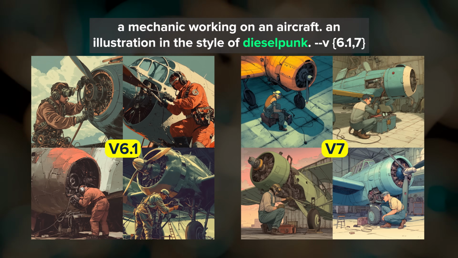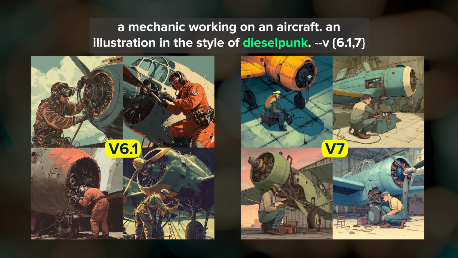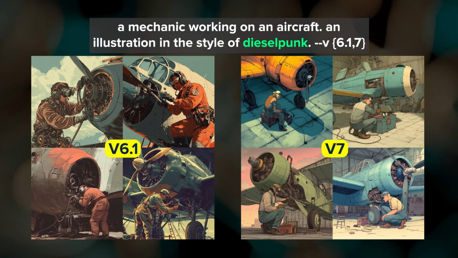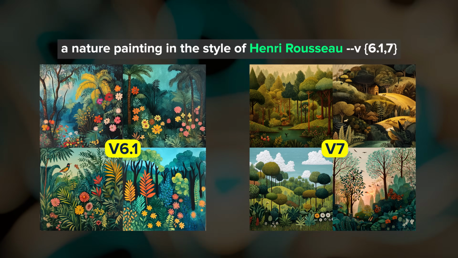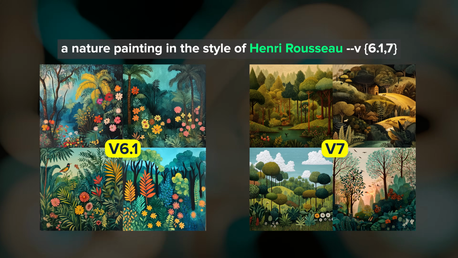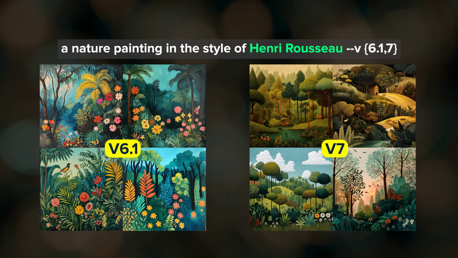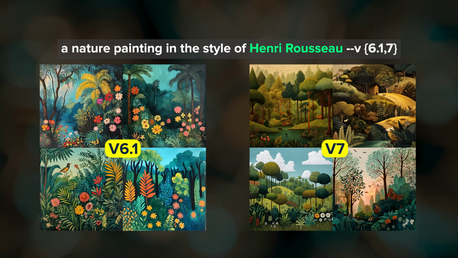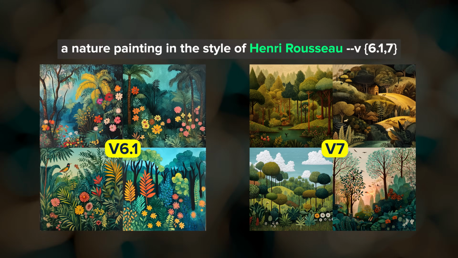Diesel punk is an illustration style that is much more accurate and true to that aesthetic in V7. This one was pointed out to me by one of my Patreon members, so thanks for that. Henry Russo is a famous naive artist who I shared back in my November prompt collection. These V7 images are more true to his naive art style, especially with the colors compared to V6.